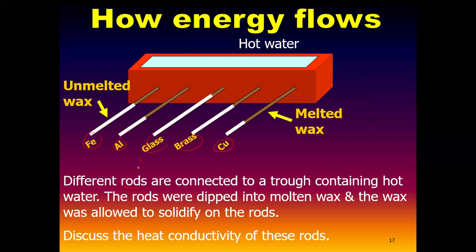Number one, we'll put a glass. Number two will be a brass. Number three will be Fe. Number four will be Al, and the one that's gonna melt out too much is number five, which is Cu.